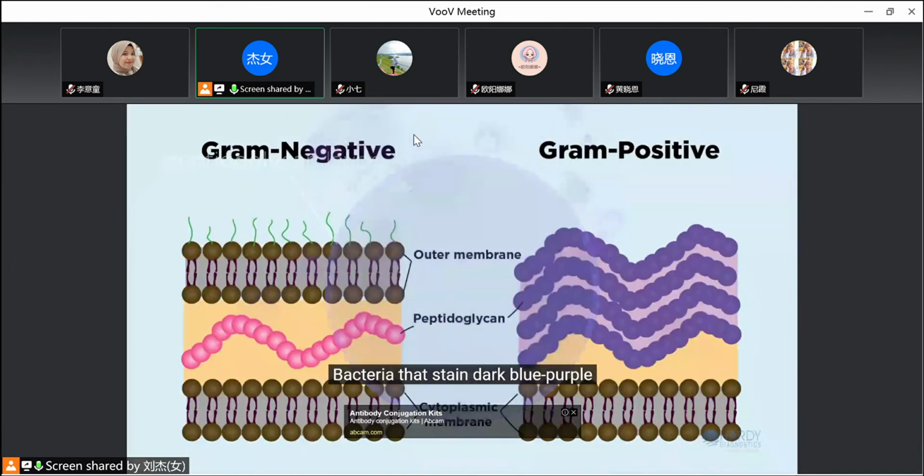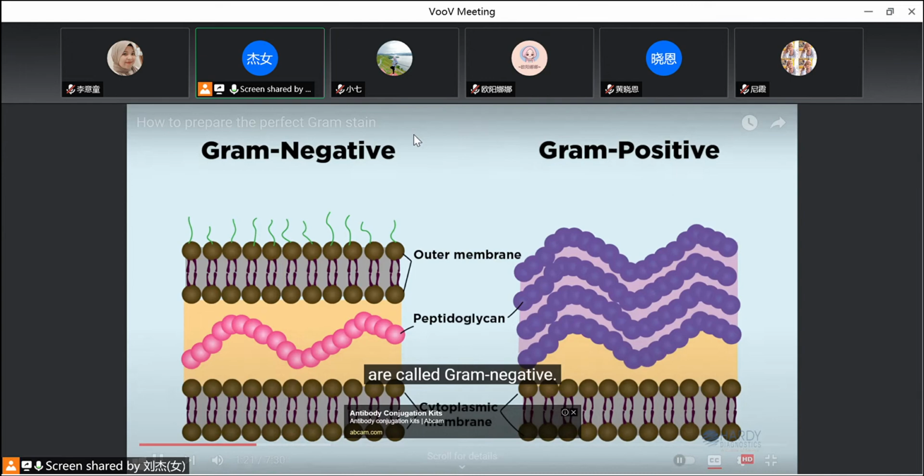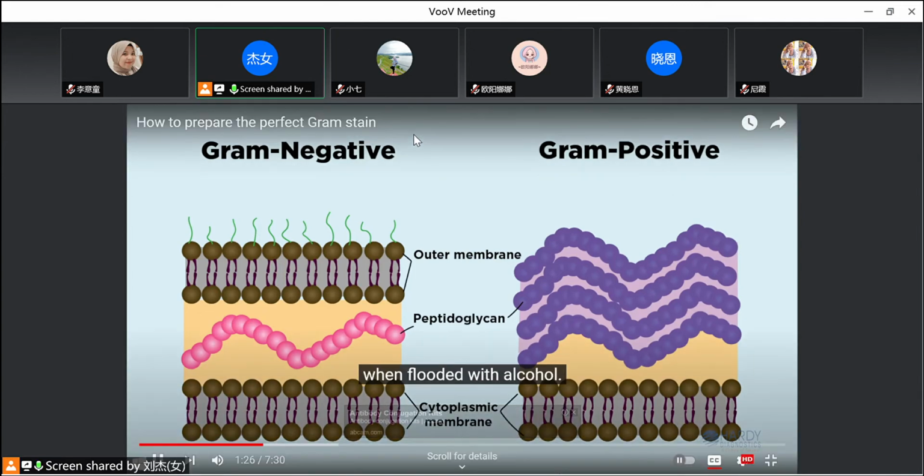Bacteria that stain dark blue-purple are called gram-positive. They have a thick peptidoglycan layer that retains the primary dye. Conversely, bacteria that stain pink to red are called gram-negative. They have a thin peptidoglycan layer that loses the primary dye when flooded with alcohol.